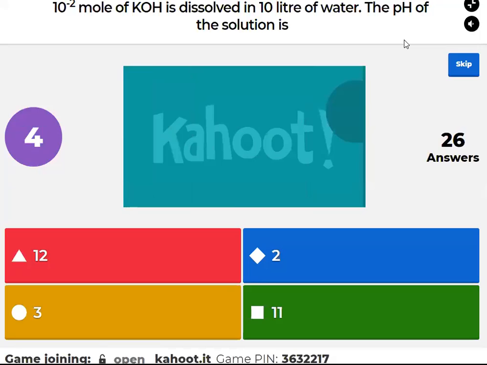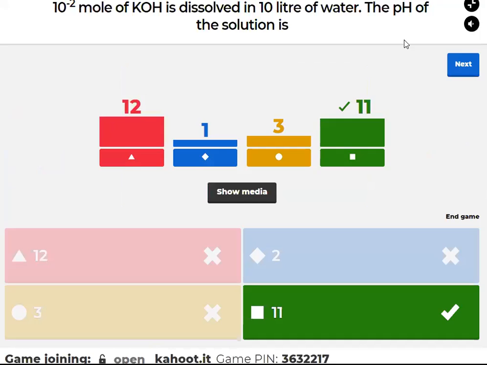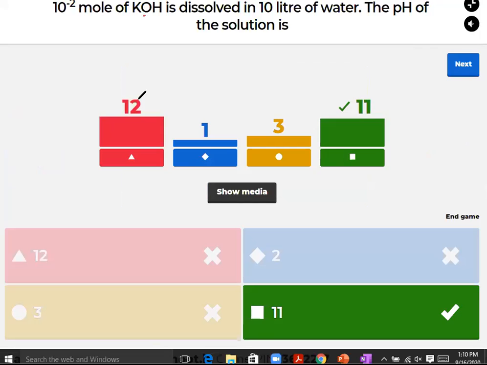Okay, let's see the answer. It's C, very good everyone. So here it is KOH, so the concentration of OH minus is equal to 10 to the minus 2 divided by 10, which is 10 to the minus 3. So pOH is equal to 3. We know that pH is equal to 14 minus pOH, which is 14 minus 3, which is 11. Got it, everyone?